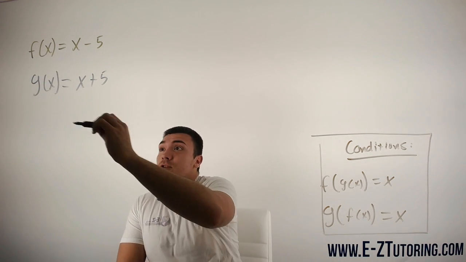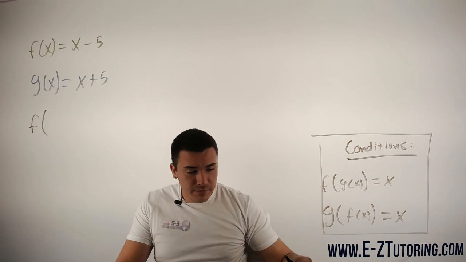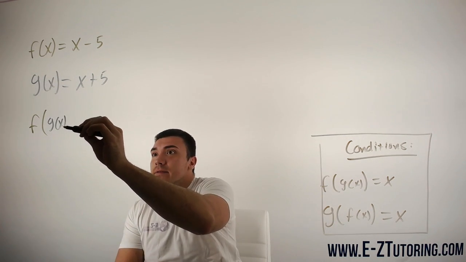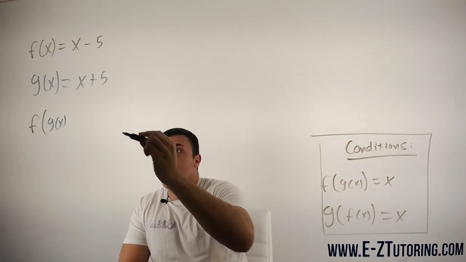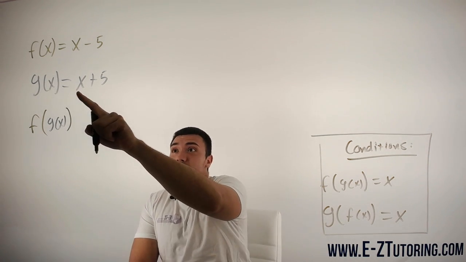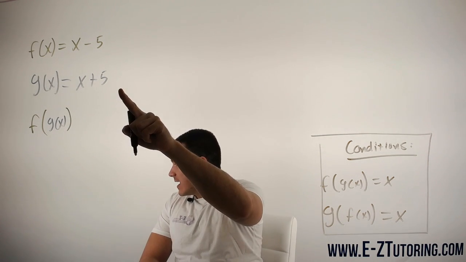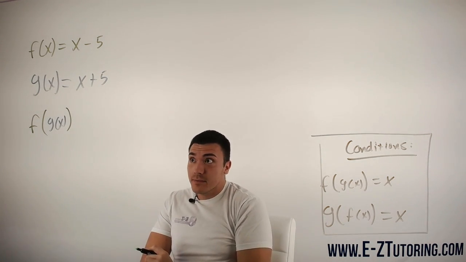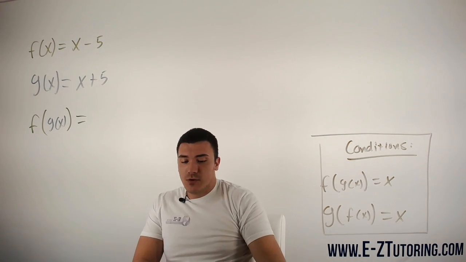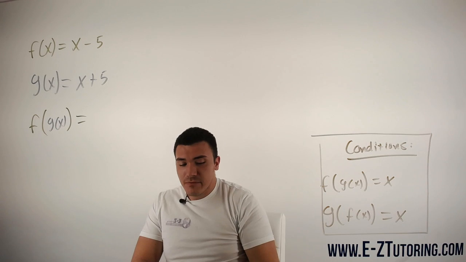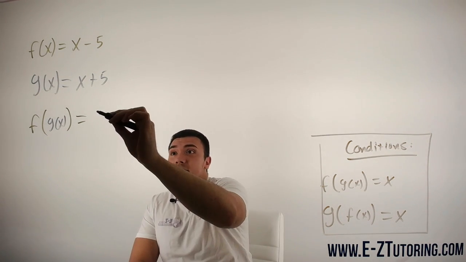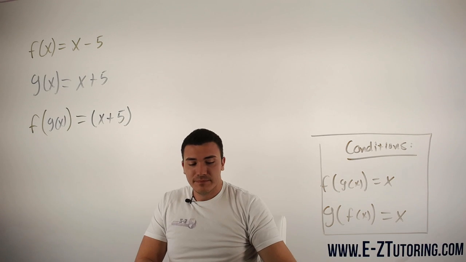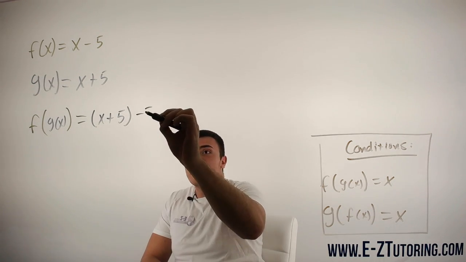So let's go ahead and do f of g of x. All we do is we take the g of x function, x plus 5, and we plug this into the x in f of x. So this is equal to x minus 5, but now that x becomes x plus 5 from g of x, and then we do minus 5.